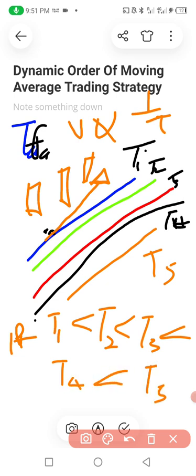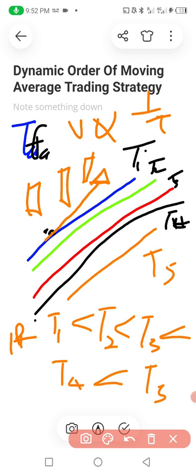So what type of orderliness is this? Because we have descending order and ascending order. T1 is a very fast moving average, with a low period, the lowest period ever. This could be period 5 moving average. T1 could be period 5, or maybe period 15 or 10.